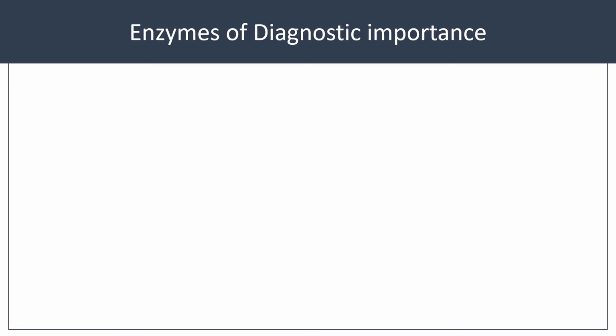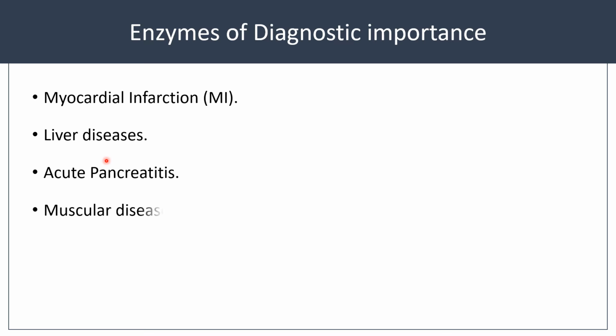In enzymes of diagnostic importance, we are going to learn how enzymes can be used to diagnose myocardial infarction first. Then how enzymes can be used to diagnose liver disorders. Then how enzymes can be used to diagnose acute pancreatitis, muscular disorders and bony disorders. And finally, how enzymes can be used to diagnose several tumors. That is, enzymes as tumor markers. So let's start with myocardial infarction.